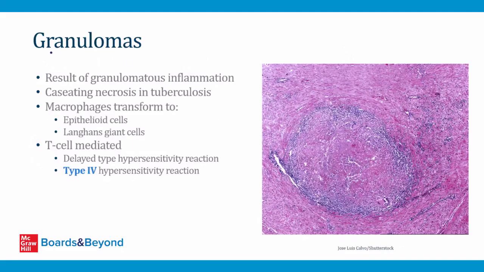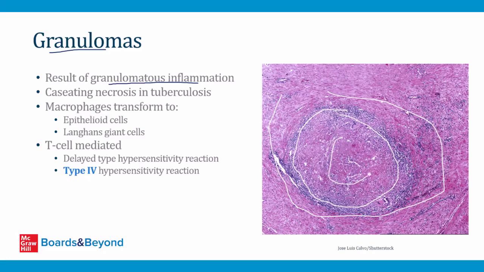Okay, let's talk about granulomas, which once again I discuss in much more detail in the pathology section. But granulomas are a structure that forms as a result of granulomatous inflammation. This is a picture of a granuloma on the slide here. You can see that you have all these white blood cells, the little black-purple dots that are surrounding this circular structure. In the middle here, you have necrotic tissue, and that's what happens in tuberculosis. You get caseating necrosis in the middle of these granulomas.